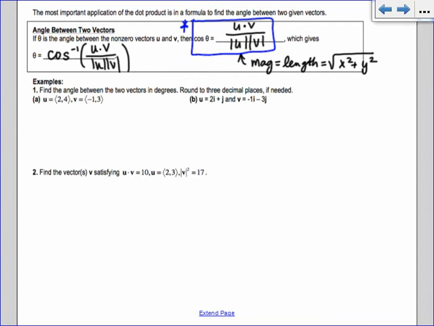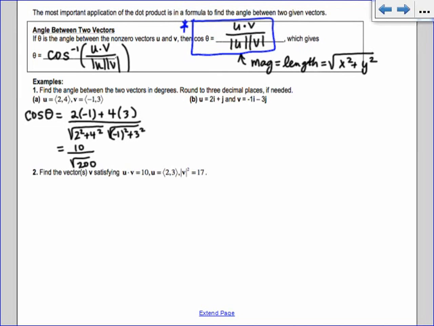Number 1 says find the angle between the two vectors in degrees, rounding to 3 decimal places if needed. So we have cosine of theta equals u dot v, so I'm going to have 2 times -1 plus 4 times 3. Then I'm going to have the magnitude of u, so the square root of 2 squared plus 4 squared, and the magnitude of v, so the square root of -1 squared plus 3 squared. When I work this out, I get -2 plus 12, so I get 10, over the square root of 20 and the square root of 10, so the square root of 200.